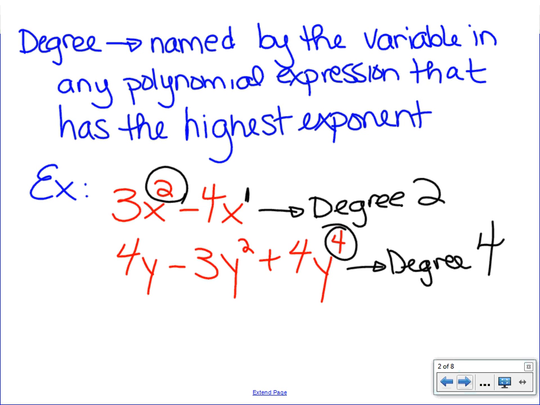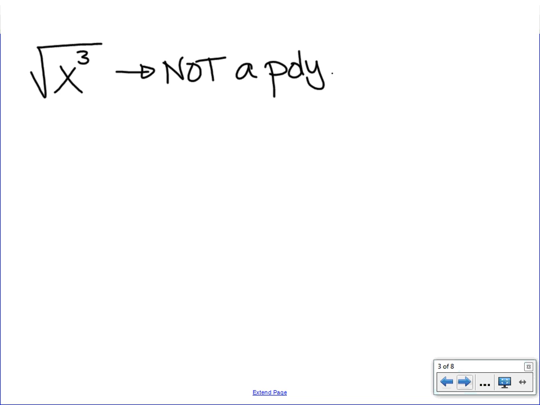Back to our first couple examples, when we were talking about what is not a polynomial, let's take a look at a couple of these examples. Could I have root x cubed under my radical sign? No, we would not call that a polynomial, for the simple fact the variable is under the root. We do deal with those later, but they're not given the polynomial name. They're called radicals.